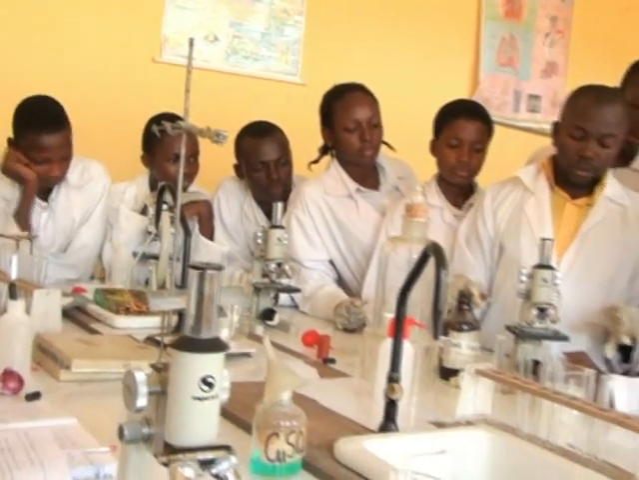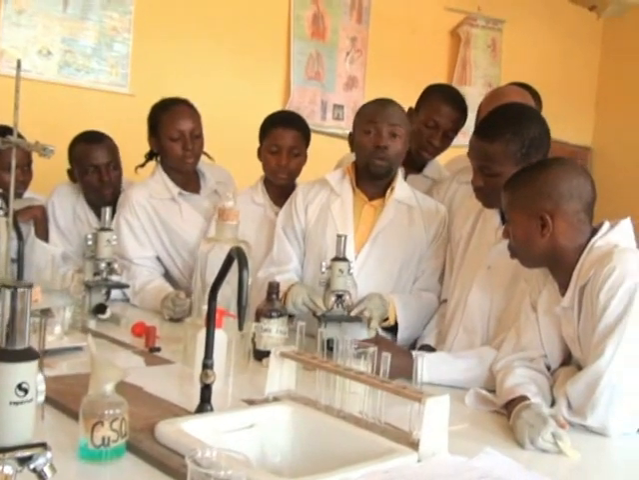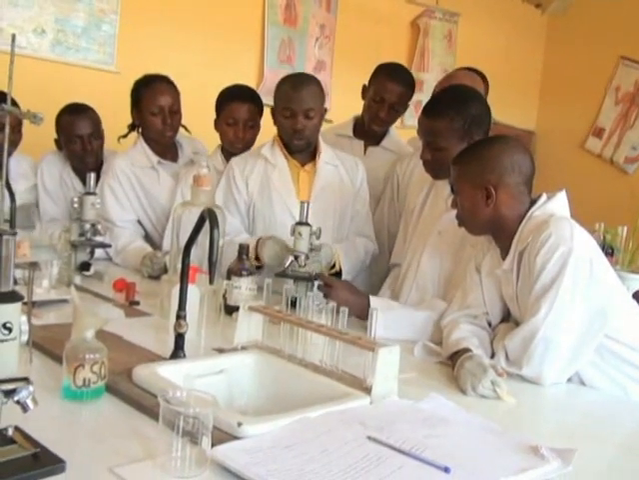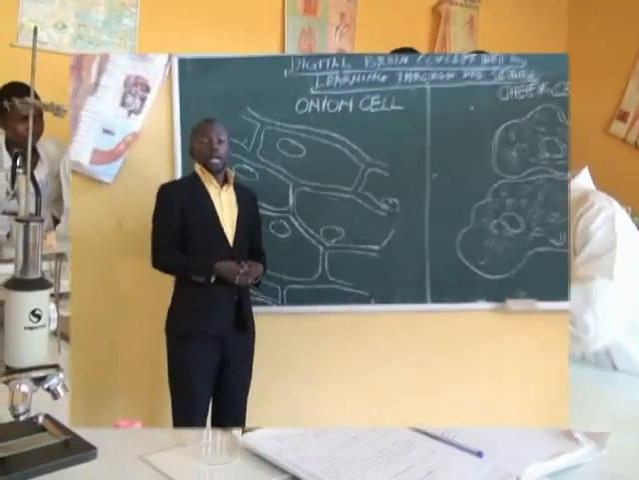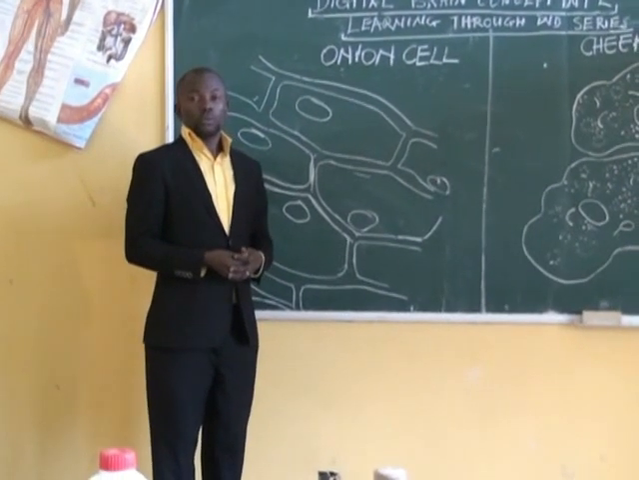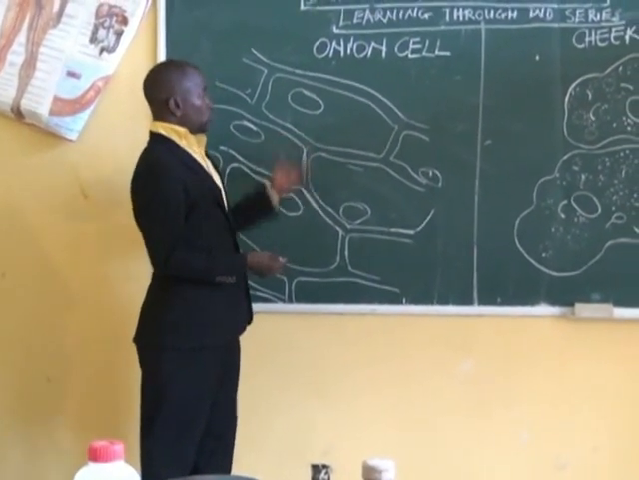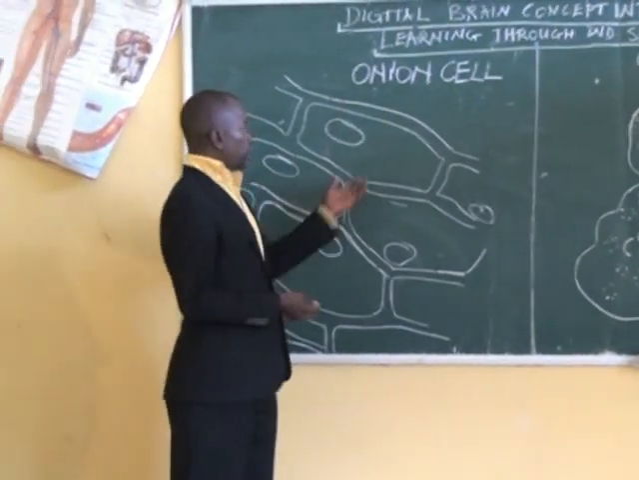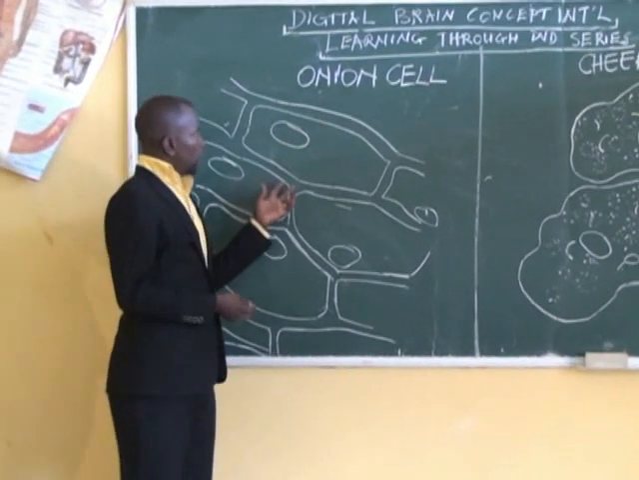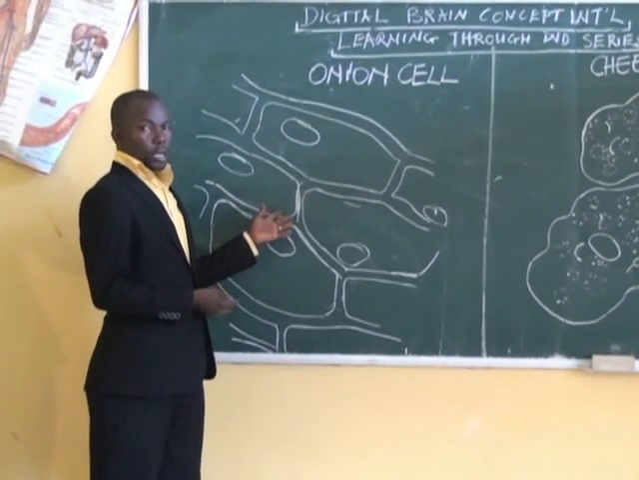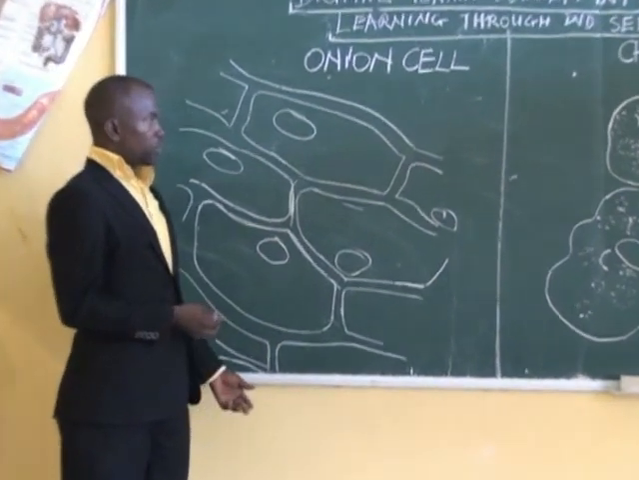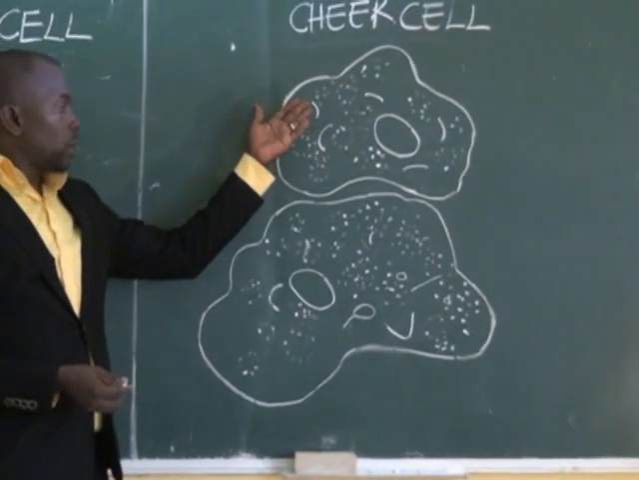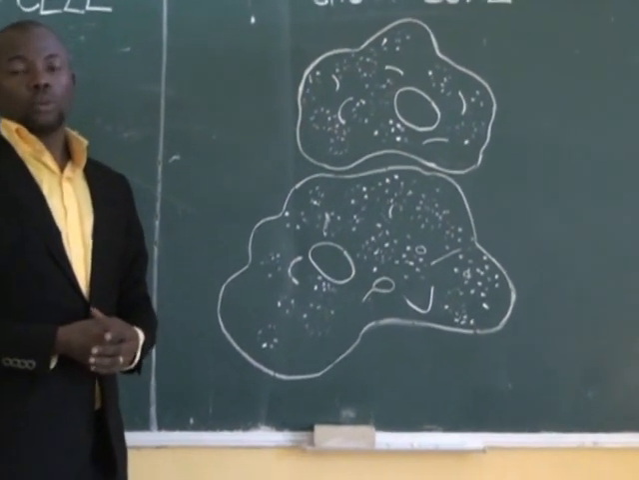Okay, at this point, we can now go to another aspect of these practical demonstrations. As we saw them under the microscope, you are expected to sketch what you observe under the microscope. If you look up here, you see that this is the onion cell as it is observed under the microscope. And this is the animal cell, which is the cheek cell, as it is seen under the simple microscope.